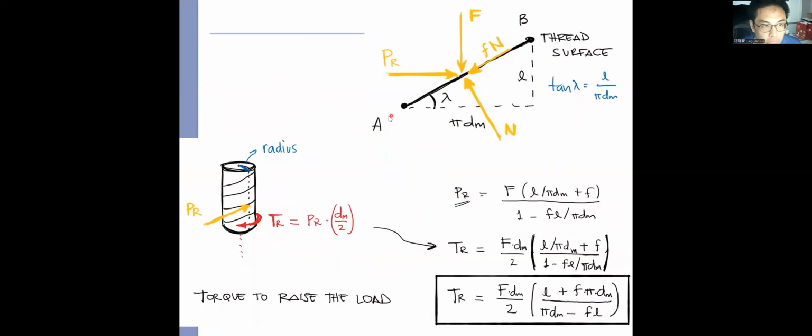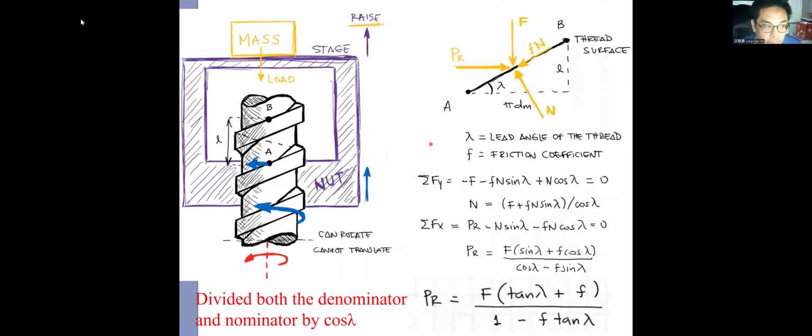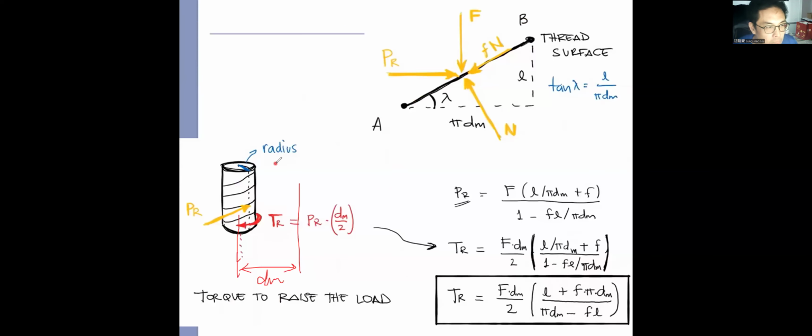From this triangle, we can find that tangent lambda equals L over pi times dm. The dm is the mean diameter, the mean diameter right here.